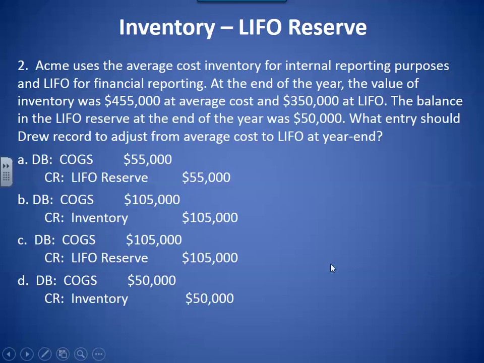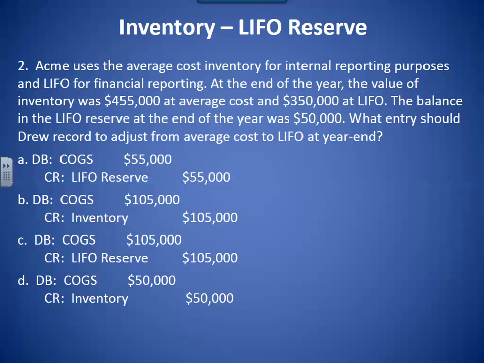Many entities are going to use LIFO for tax purposes because of the characteristic of LIFO in a period of rising prices: LIFO will produce basically the highest cost of sales. And if you produce the highest cost of sales from a taxable income point of view, you're also going to minimize your net income. So a lot of companies utilize LIFO for IRS for tax purposes.